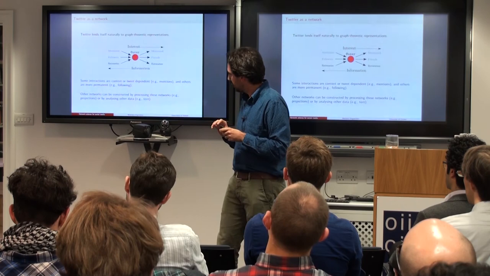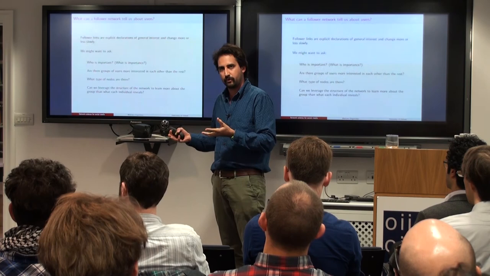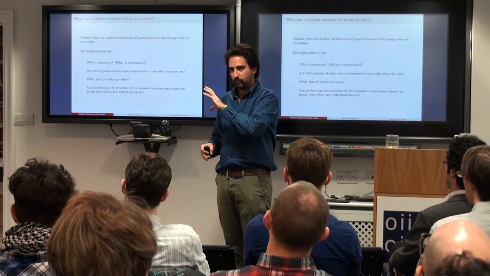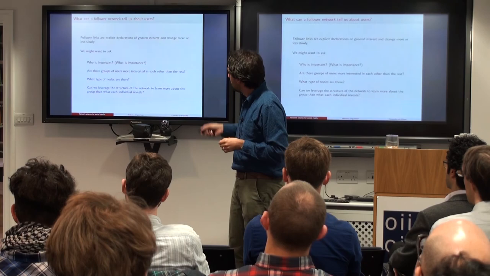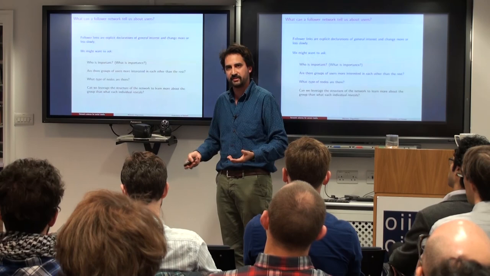So these are the types of networks that I work with. I'll start telling you some examples of my research and how I've used different networks that we've constructed to ask questions about general interest or specific topical events. For instance, in a follower network, well, what does that tell us about the users? Say you have a group of users and you know who follows whom, and then you're tasked to analyze this data. You can ask a bunch of questions.